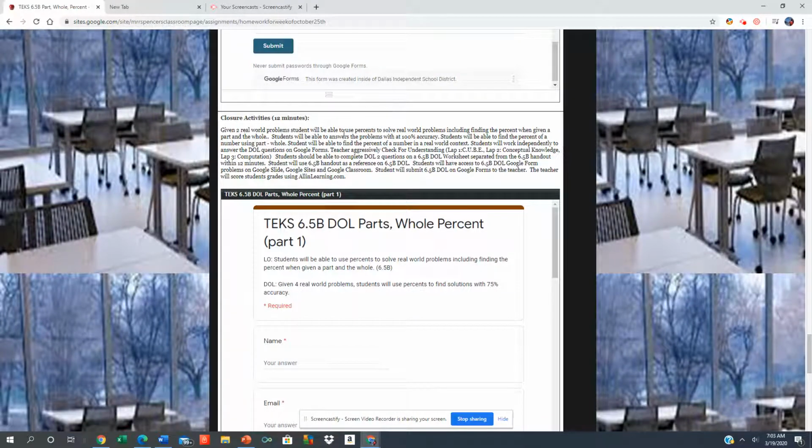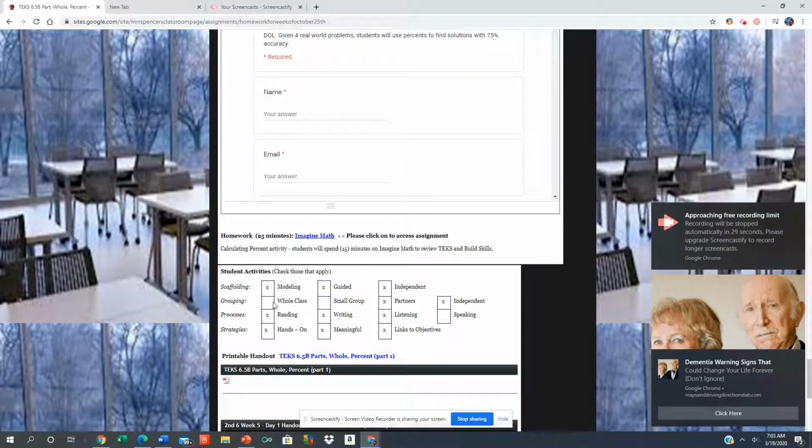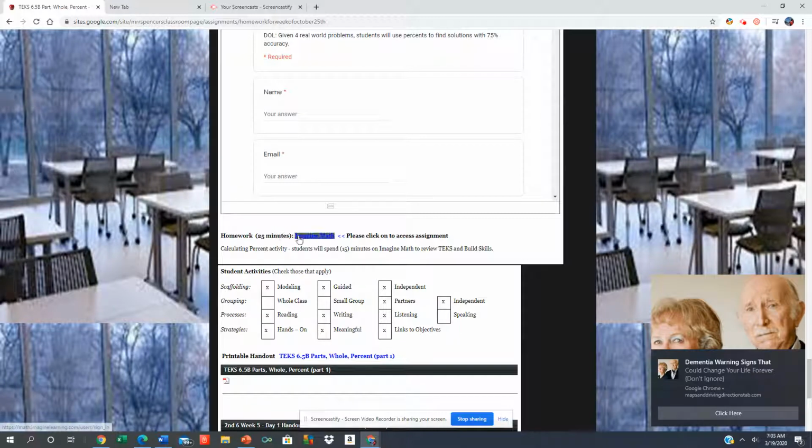And we get to my favorite part of the day, which is DOL. Students will complete the DOL, which is 2 questions for the day. And then they will have a homework assignment on Imagine Math, which covers parts, wholes, and percents.